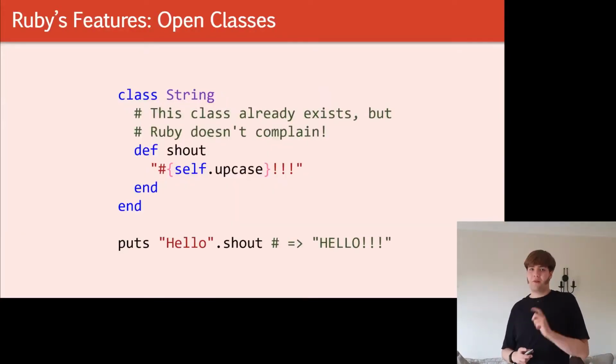Time for some simple code examples of open classes in action. Here I added a new method to the string class called shout, which uppercases it and adds exclamation marks. It's as easy as this. There's nothing to differentiate creating a new class and adding to an old one syntactically.